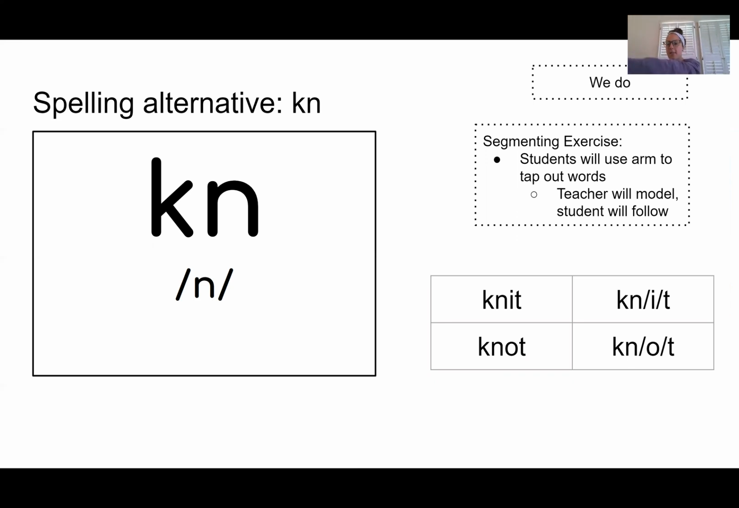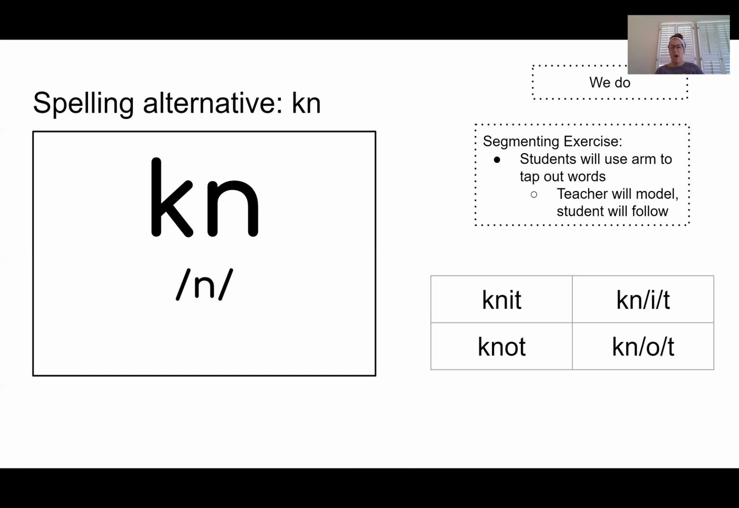Okay, here is my arm. I'm holding my arm out. Now I'm going to say the word. Knit. Now watch me separate the word into all of its sounds. So knit, it, knit. Very good.